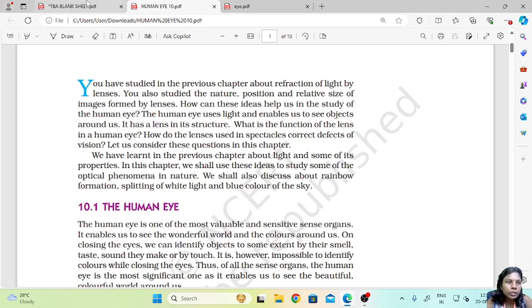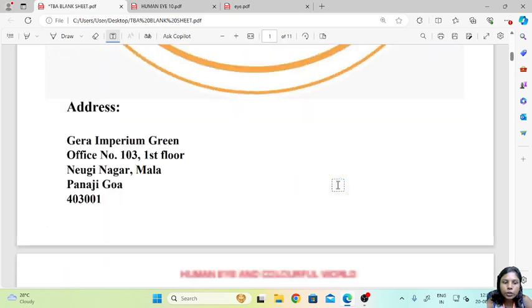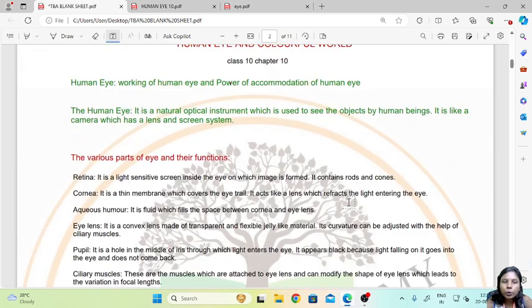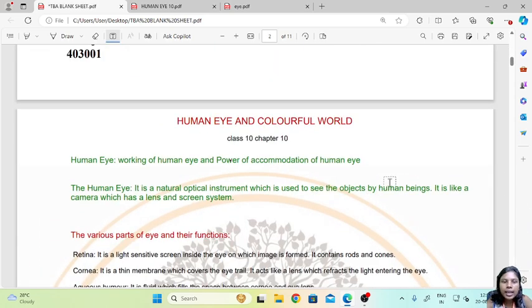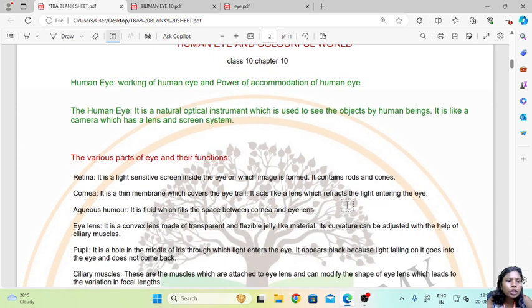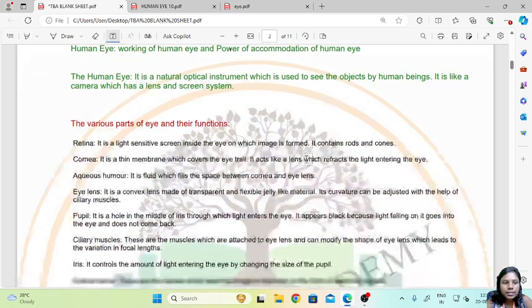In this chapter, specifically in today's video, we will learn about the human eye, the various parts it has and the working of these various parts. The human eye is a natural optical instrument which is used by human beings to see objects. It is called a natural optical instrument because it is already present as a system, and it is a kind of camera that has a lens and a screen system.